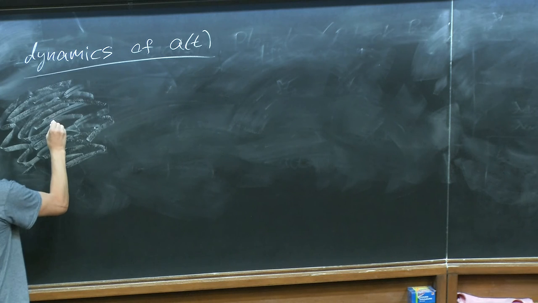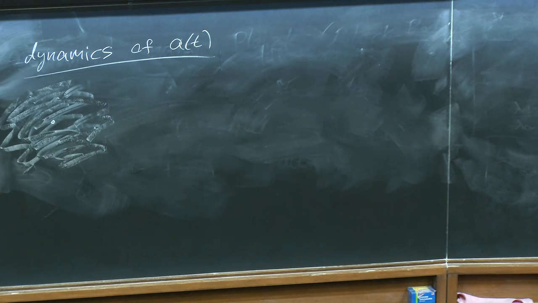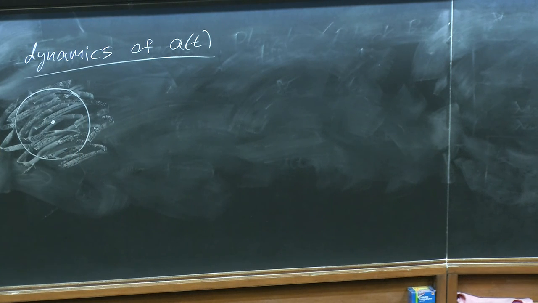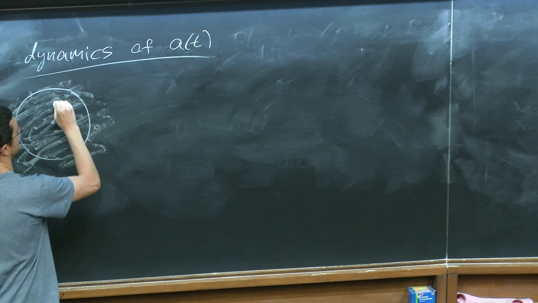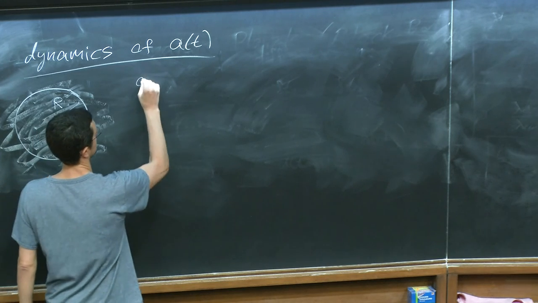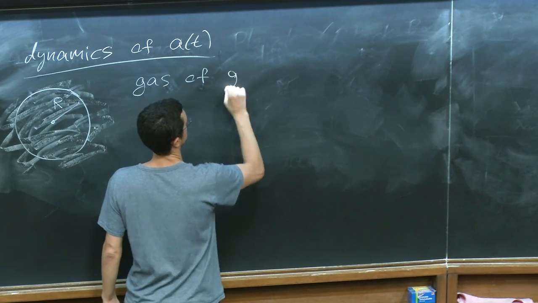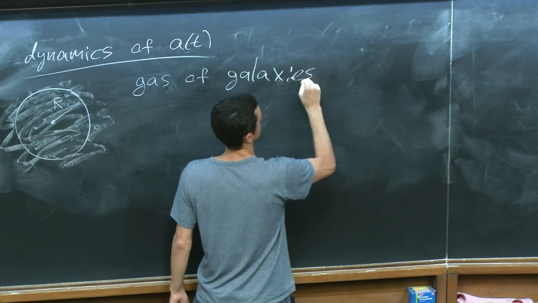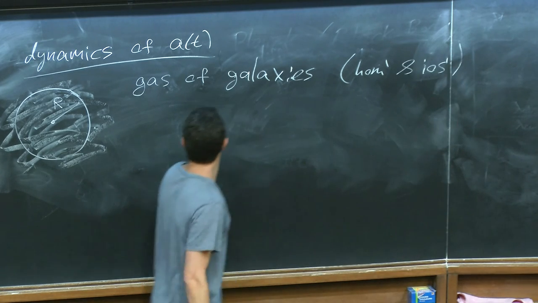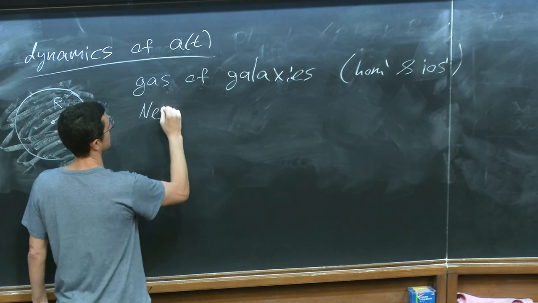It's convenient to pick an origin to this picture, to put a coordinate basis on this picture, and to consider what's going on inside some region that respects most of the symmetries of this problem. So some spherical region of radius r. And we're going to try to understand the dynamics of this gas of galaxies under homogeneity and isotropy. We will try to understand it with Newtonian mechanics.